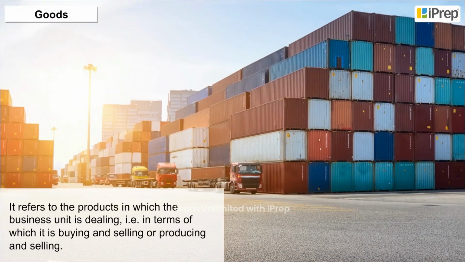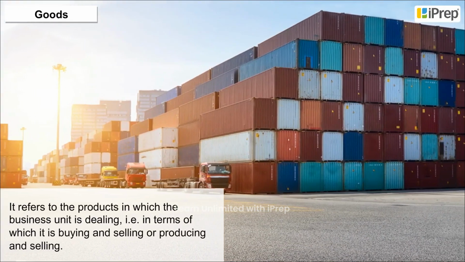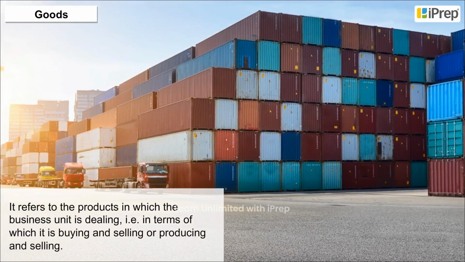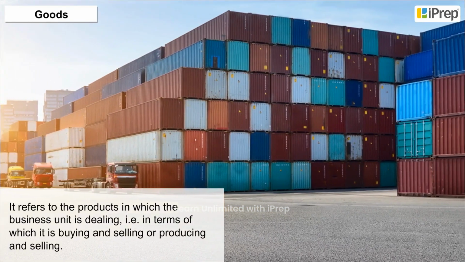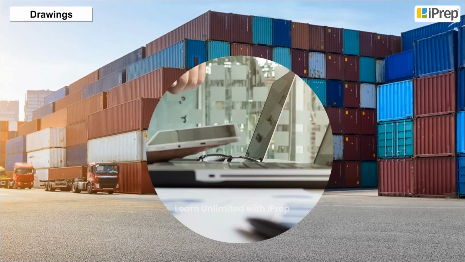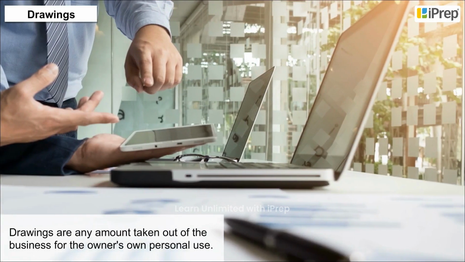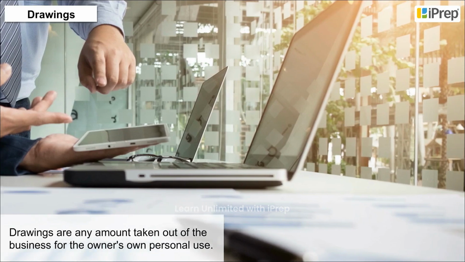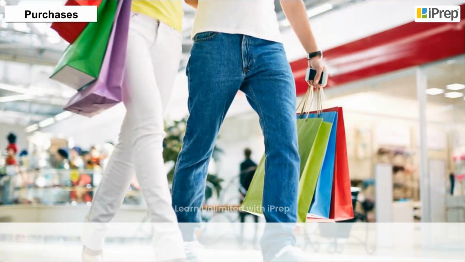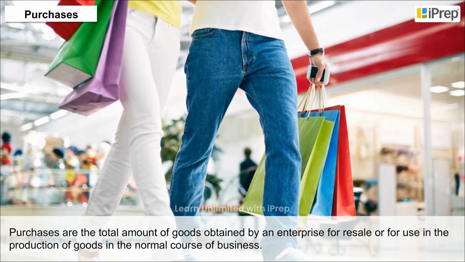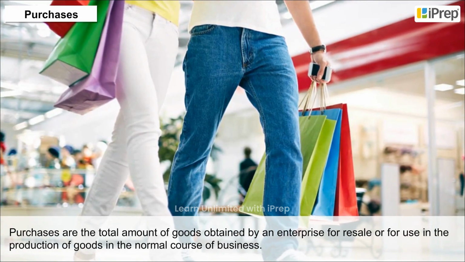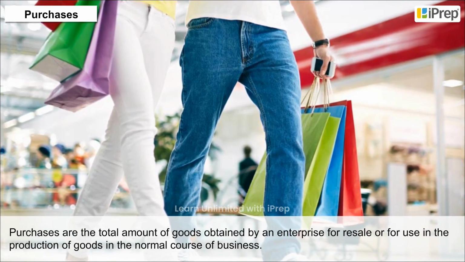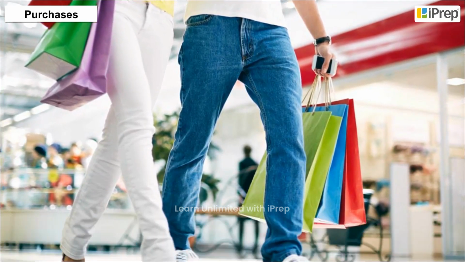Goods. It refers to the products in which the business unit is dealing, that is, in terms of which it is buying and selling or producing and selling. Drawings. Drawings are any amount taken out of the business for the owner's own personal use. Purchases. Purchases are the total amount of goods obtained by an enterprise for resale or for use in the production of goods in the normal course of business.